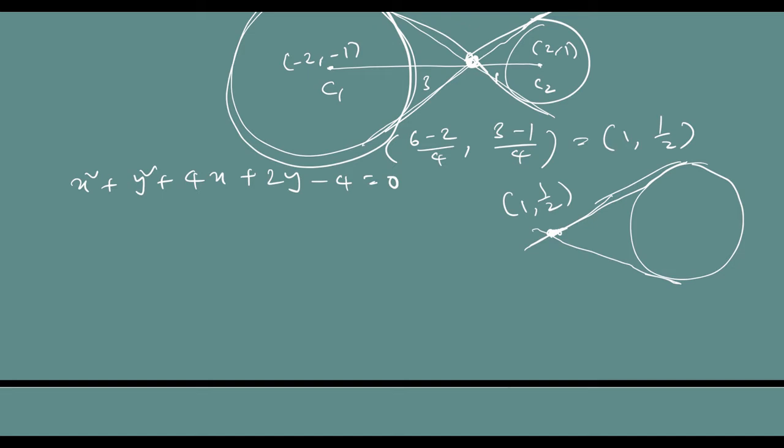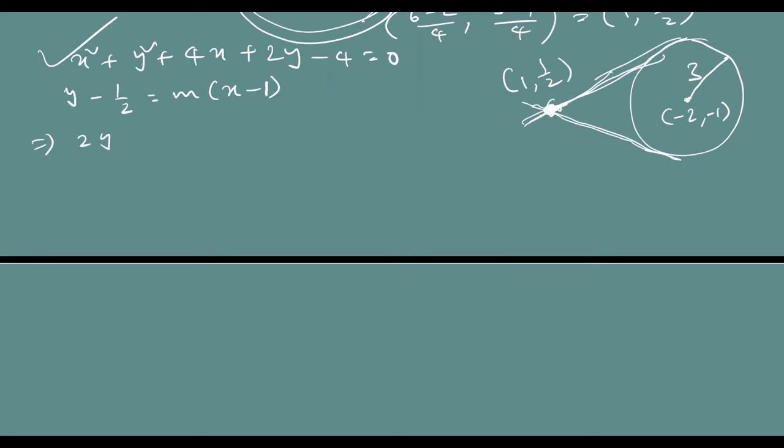Now to get the slopes of the tangents, you know how I start, the technique 2. I start with any line passing through this point and having slope m. Its equation is of the form y minus y1 is equal to m into x minus x1. Or from this I am getting 2y minus 1 is equal to 2mx minus 2m. Now sending everything to one side, I have 2mx minus 2y minus 2m plus 1 equal to 0. Now this is any line through the point 1 comma 1 by 2.